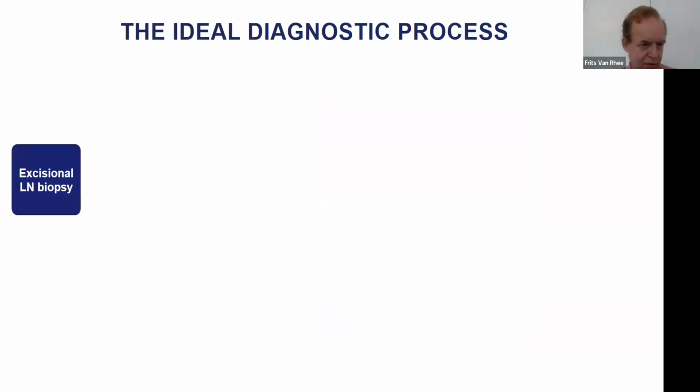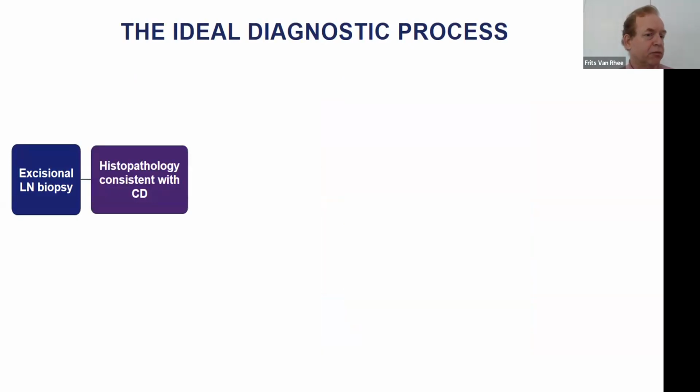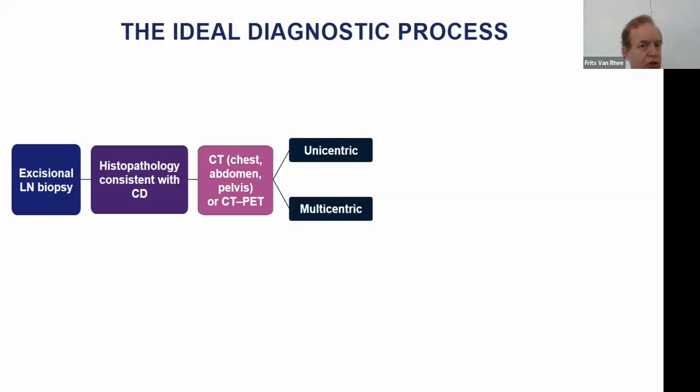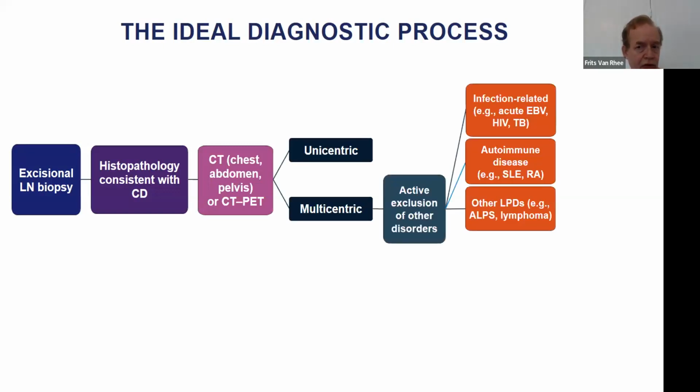Now, how should the ideal diagnostic process work? And often, obviously, this does not happen in real life. One should try to get an excisional lymph node biopsy. If there is a PET scan available, we usually go for the hottest lymph nodes, which is easily accessible. Then hopefully one Castleman disease is thought of at this time, then a CT scan or PET scan will be able to differentiate between unicentric disease or multicentric disease. If it's multicentric disease, one wants to exclude all the diseases that I already mentioned.